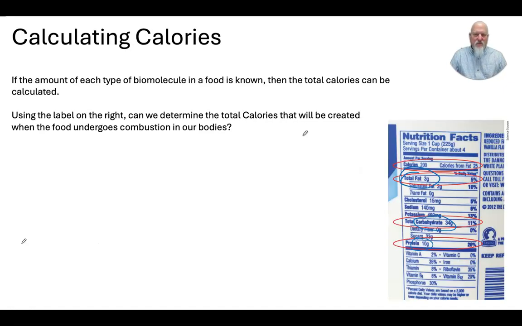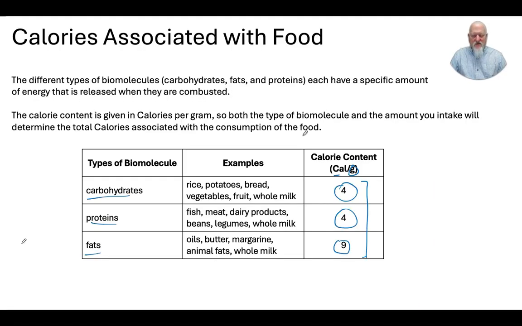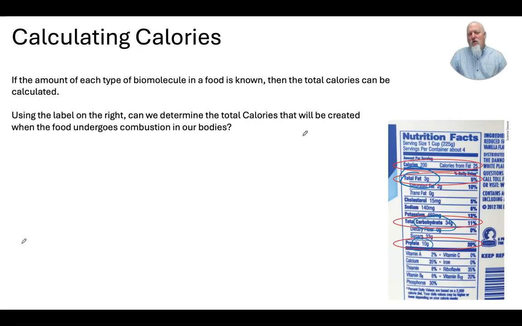So if we got 10 grams of protein, we said protein has an energy content of 4 calories per gram. We've got 10 grams, and we know that combustion of 1 gram produces 4 calories. So 10 times 4 is 40 calories.